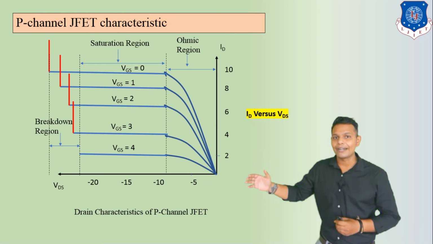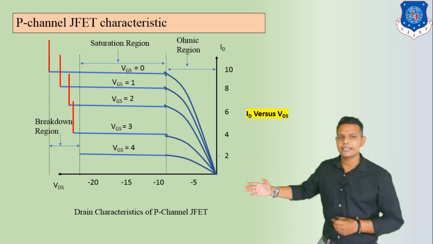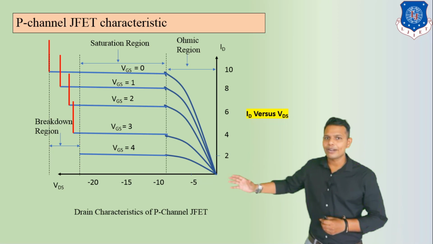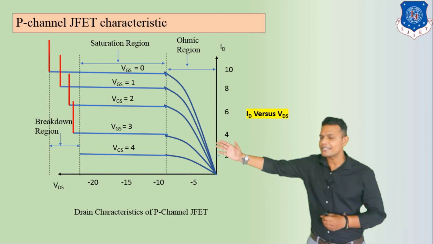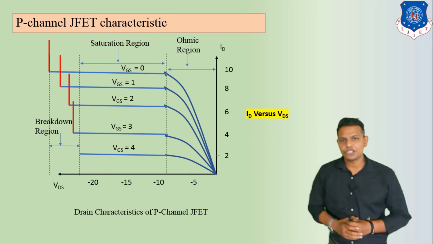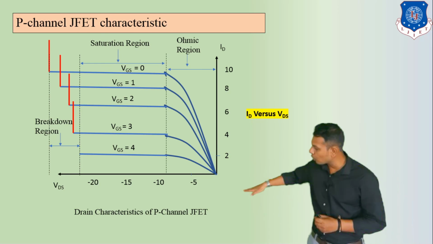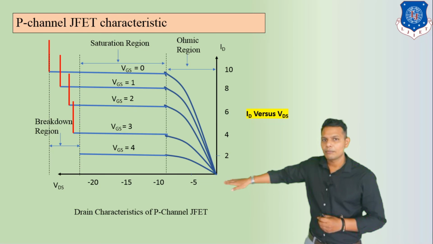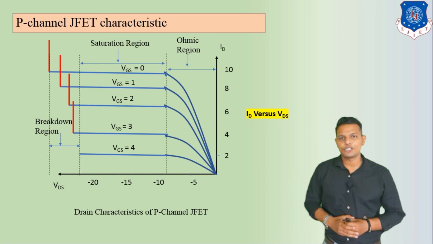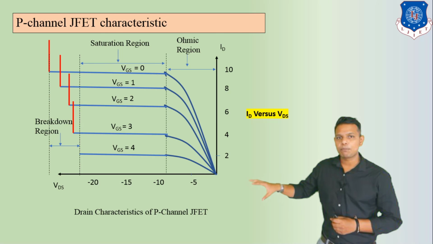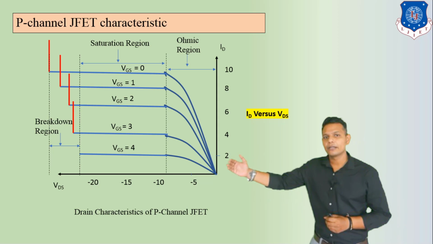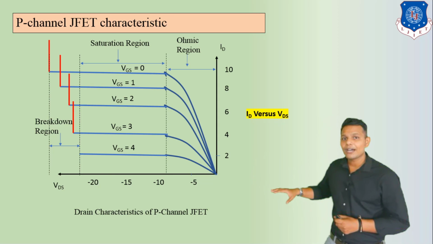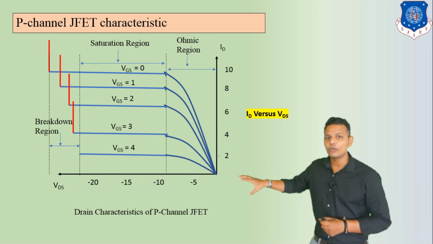That's why it is available in the second quadrant. This is the graph of ID versus VDS. The first region is the ohmic region, then the saturation region, and finally the breakdown region. Below VGS equal to 4, it is known as the cutoff region. So like this we can plot P-channel JFET characteristics, but remember that it should be in the second quadrant because we are showing negative values of VDS.